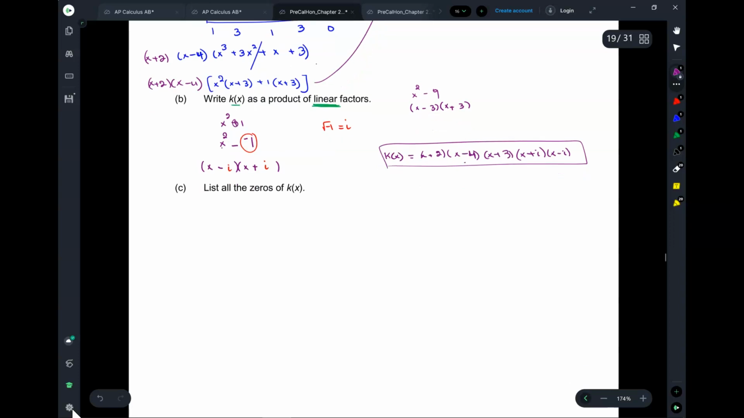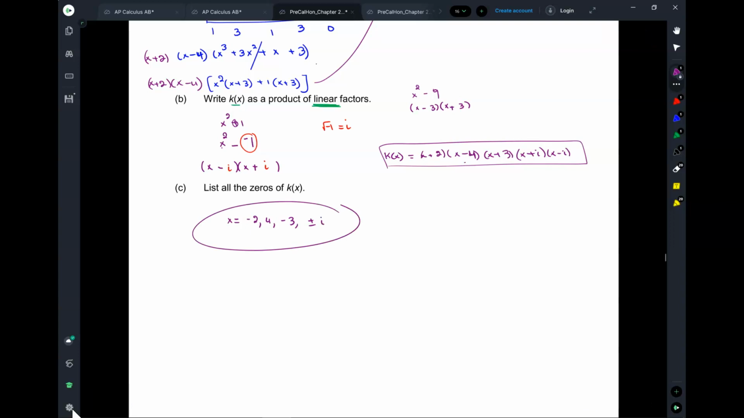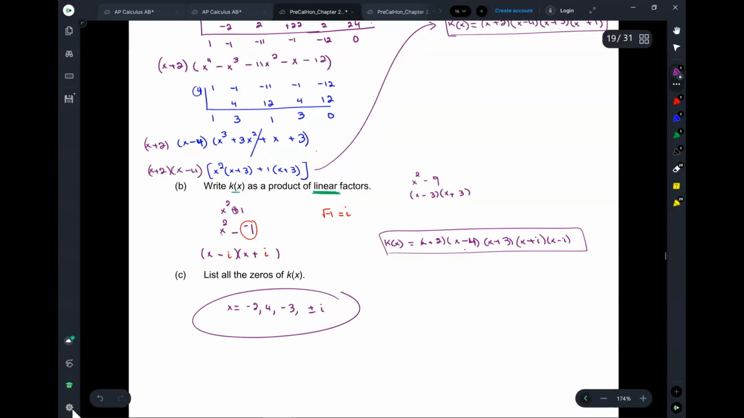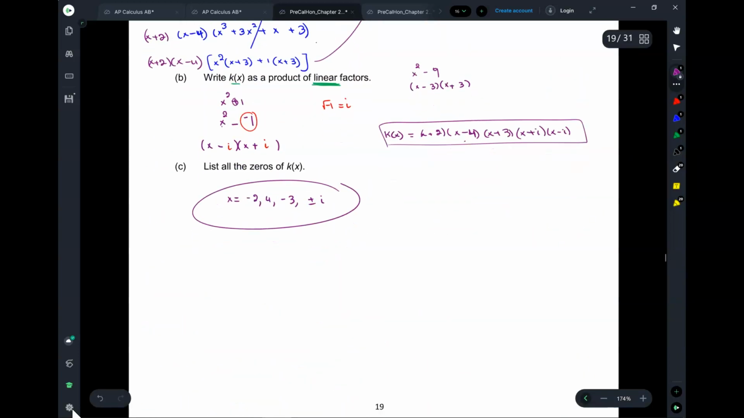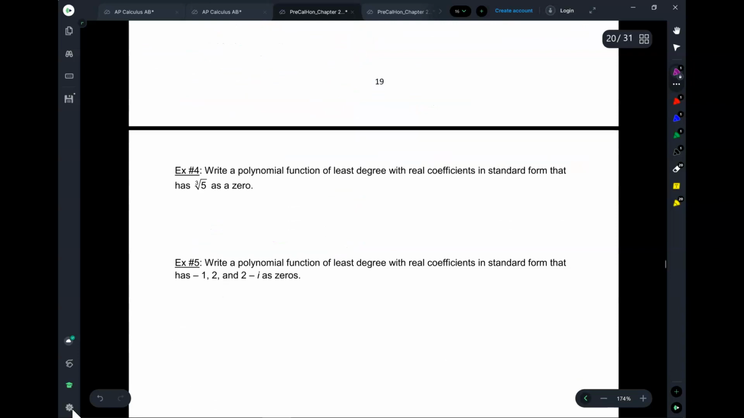And now if I want to list all the zeros, well, that's just x equals negative 2, 4, negative 3, plus or minus i, and count them. That's 5 zeros, which is what the fundamental theorem of algebra, which is what our theorem said. Okay? All right. So let's move on.